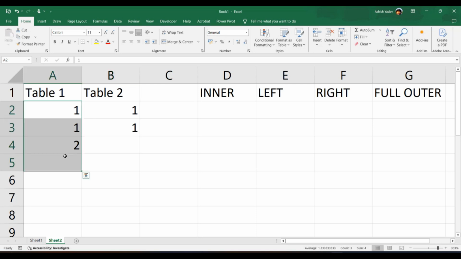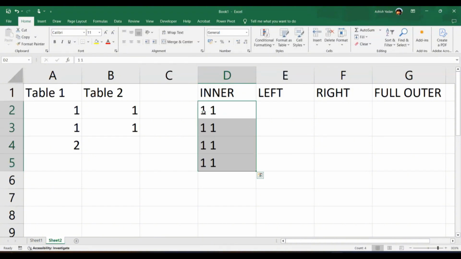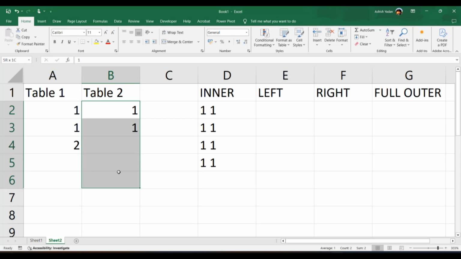So let's say table 1 has values 1, 1, 2. Table 2 has values 1, 1. What will be your inner join number of rows? Four. What will be there? 1, 1, and that will come 4 times. 1 will join with 1, 1 will join with 1, 1 will join with 1, 1 will join with 1. 2 will not join with any one of these.